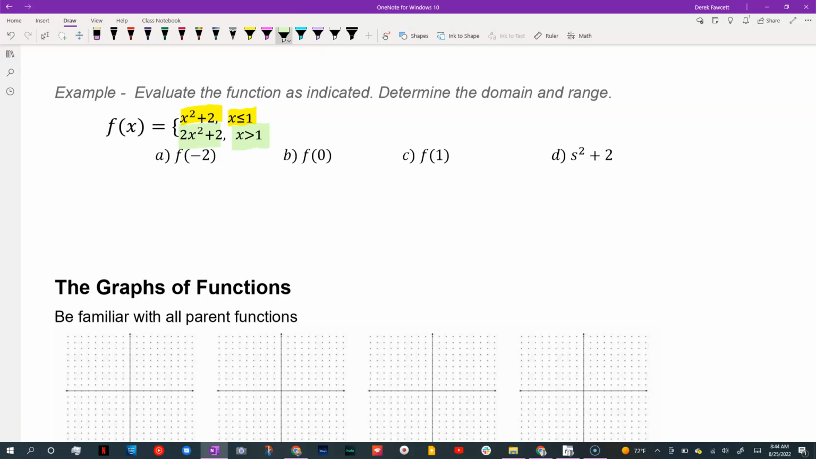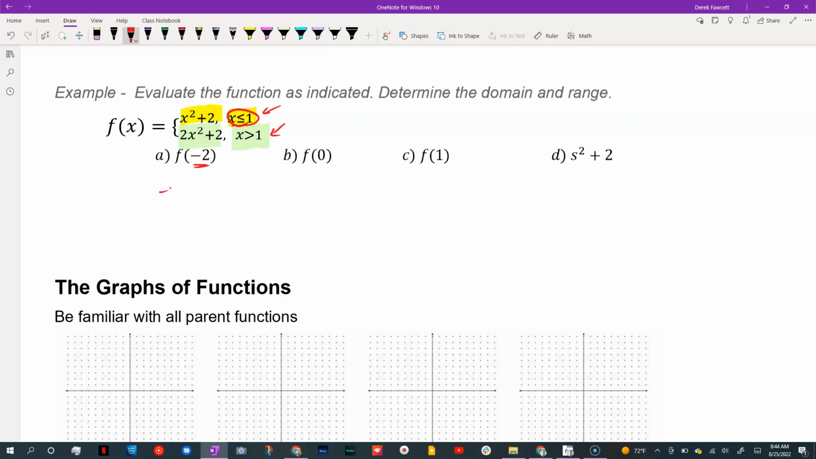All right, so now let's take a look at answering some questions. If you know how to do these, go ahead and try A through D. Pause the video and then come back and see how you did. All right, so let's see how we did. We're plugging -2 in there. So then you have to think, am I going to be using the first function or the second function? Well, we're going to be using the first one because it states use this one whenever x is less than or equal to 1.